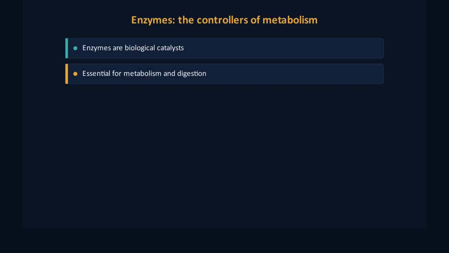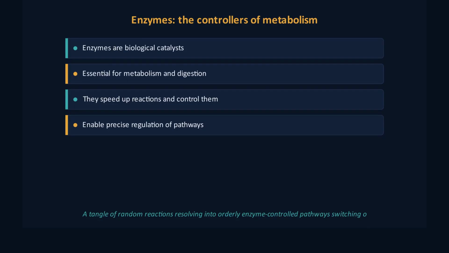We now have energy and a currency to carry it. But energy alone does not decide which reactions happen. That job belongs to enzymes. Enzymes are biological catalysts that speed up chemical reactions in cells, and they are essential for both metabolism and digestion. Crucially, enzymes do more than make reactions faster. They control them.